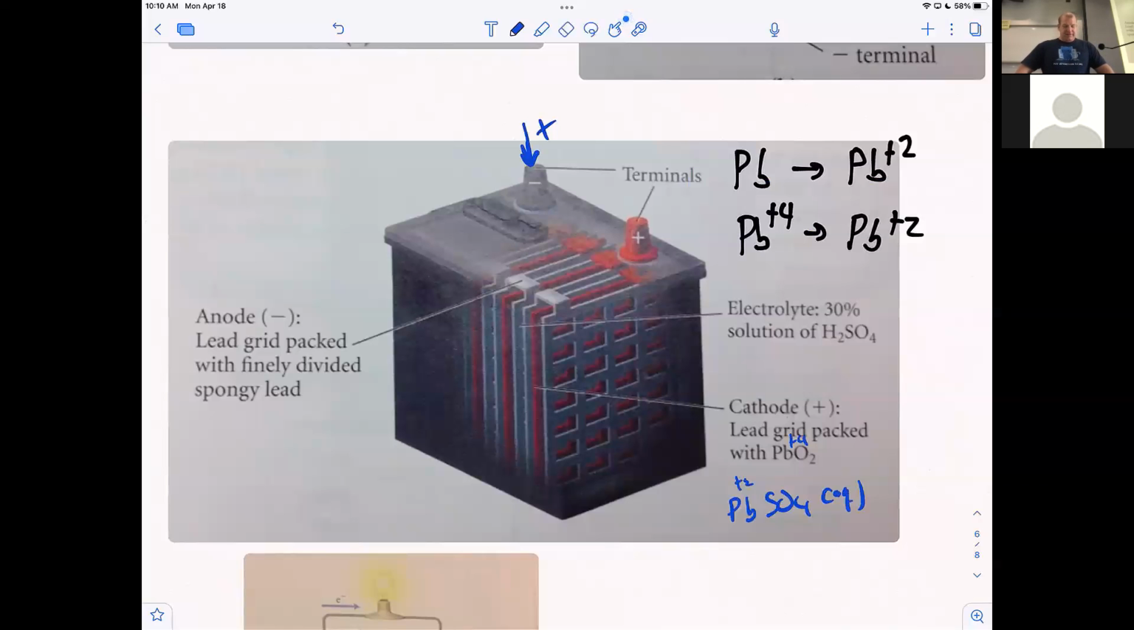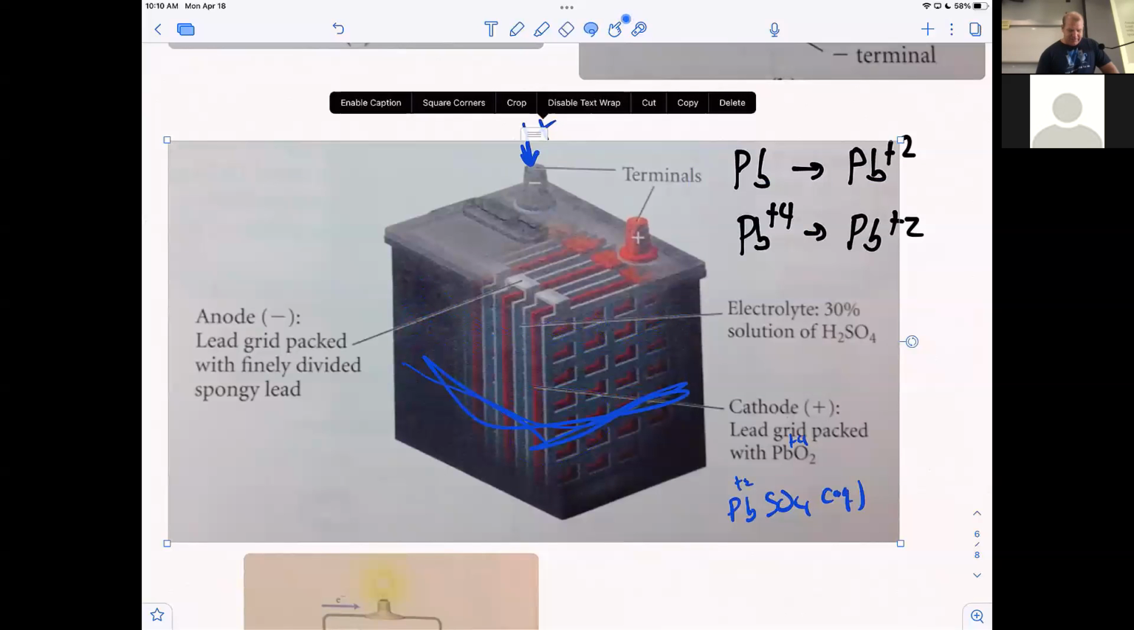So another thing that can happen with car batteries. We have this thing, it's all in solution. If the level of the electrolyte goes down, you have less contact.